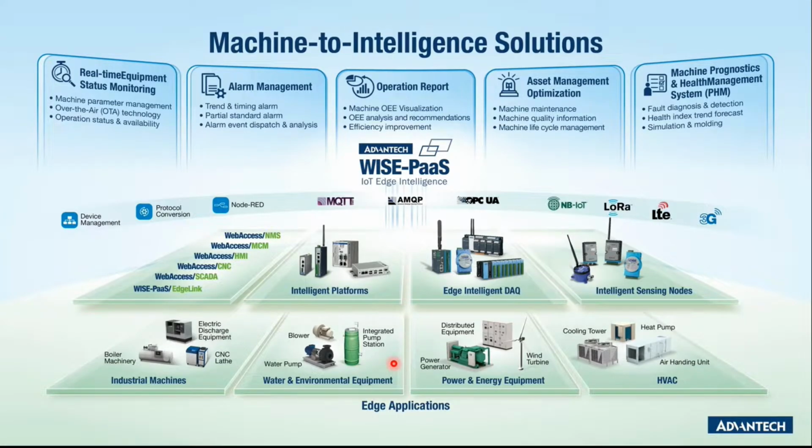Right. So why we are saying machine-to-intelligence solution is because our software itself is able to communicate with different kinds of machines and equipment. So they can do data conversion, protocol conversion, and then processing. After that, they can publish all this data to the private cloud or public cloud.